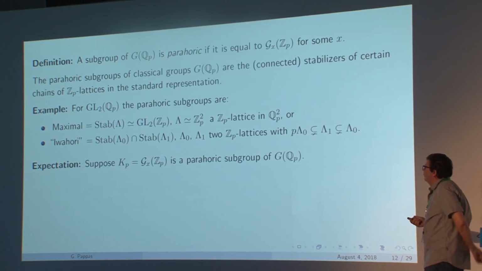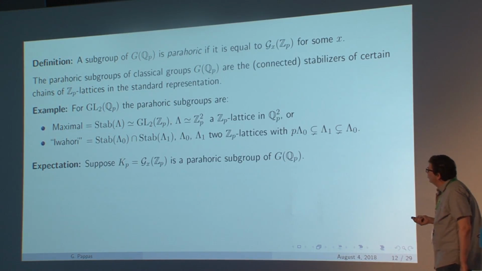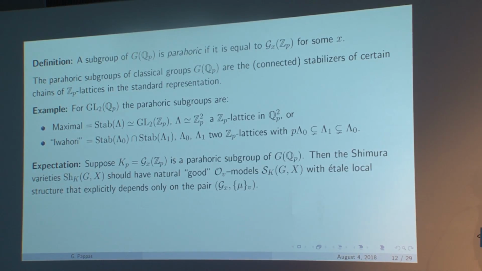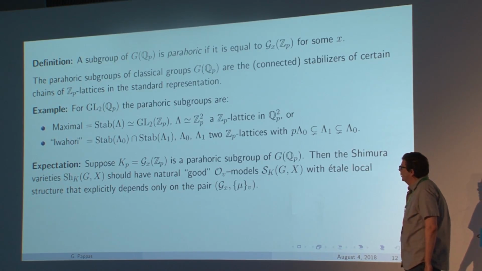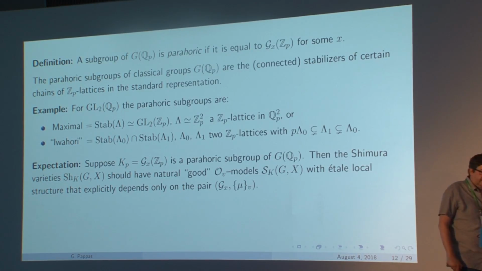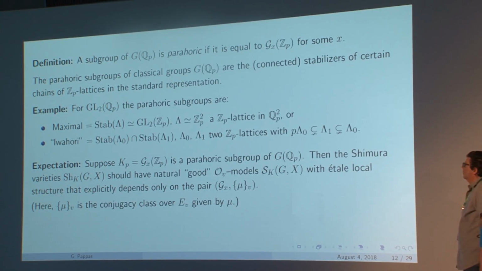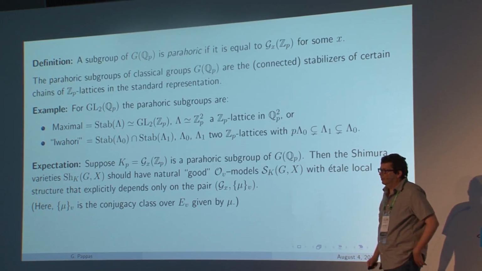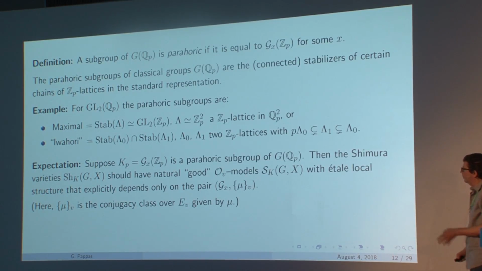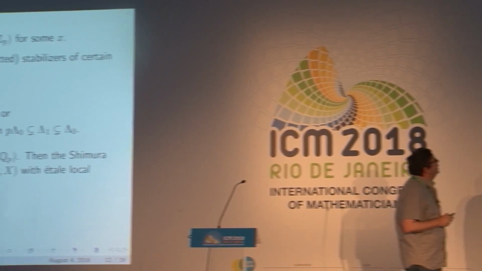And so the expectation now, going back to Shimura varieties, is that if you pick such a subgroup, then we should have natural good models where the étale local structure explicitly depends on that pair. I'll use this notation, mu_v, to be the conjugacy class over the completion of the reflex field given by mu. Mu was a conjugacy class over E, and now I'm just looking at the completion of that. Okay, so this is the vague expectation. Now I will make this more precise.